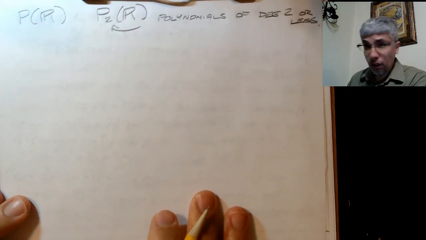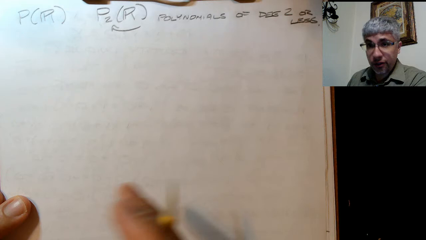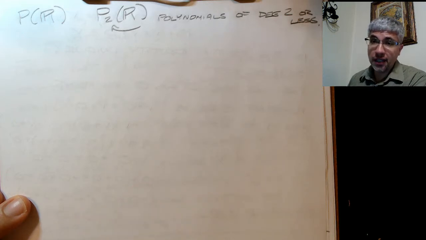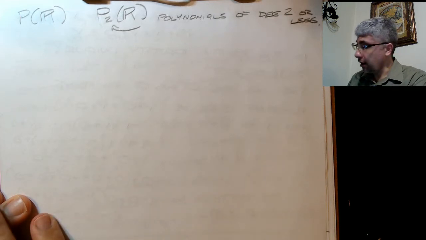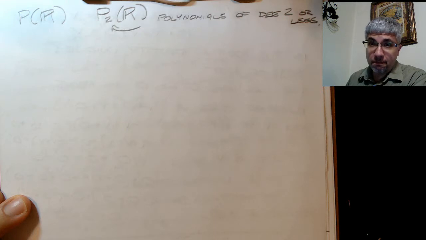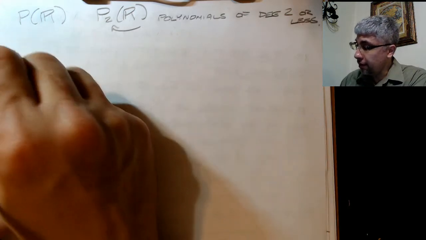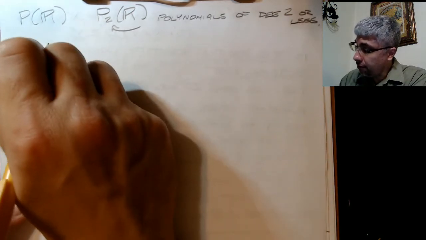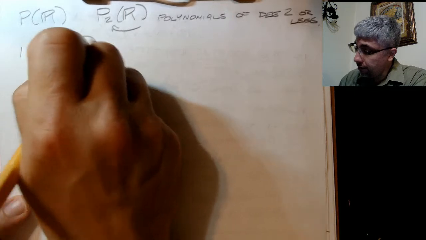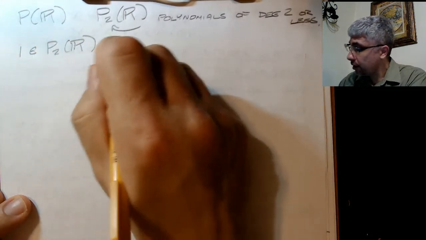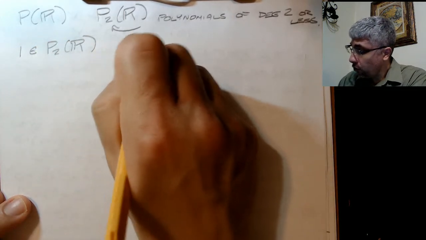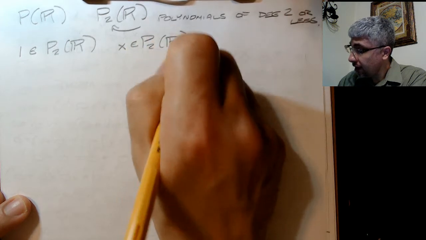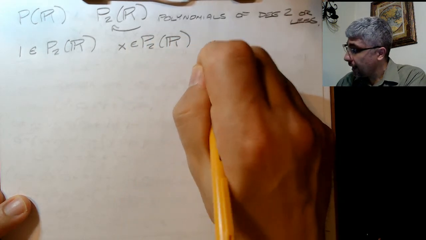Okay, so what would be in here? Well, all the quadratics, all the linear polynomials, and all the constants. What are some vectors in here? Well, 1 would be a vector, because it's a polynomial in P2 of R. x would be a vector, very nice and simple one, and x squared.